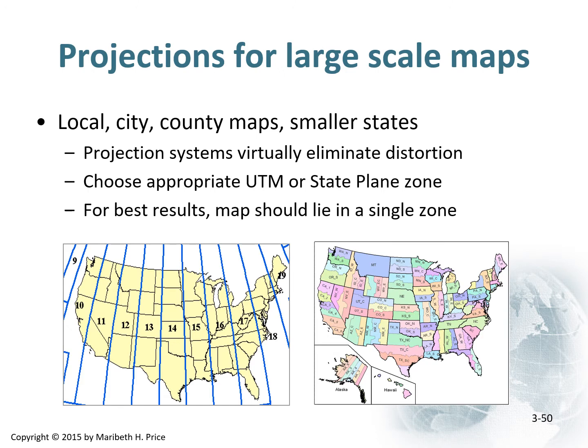Projections for large scale maps. Remember, large map scale is looking at a small area. UTM and state plane are perfectly awesome for that. Generally speaking, if you're in state plane or UTM and you're within a single zone, there is virtually no distortion to speak of.